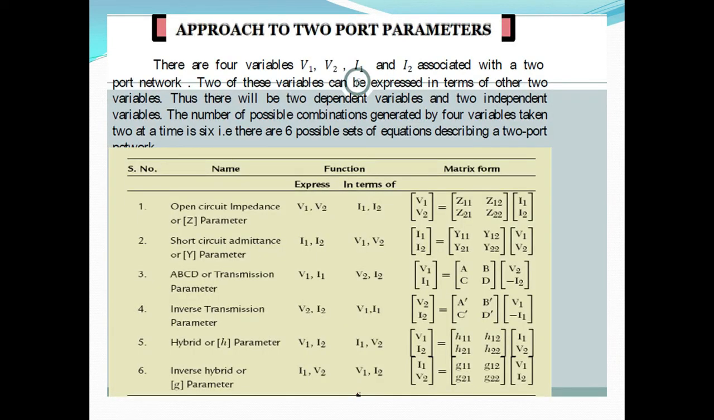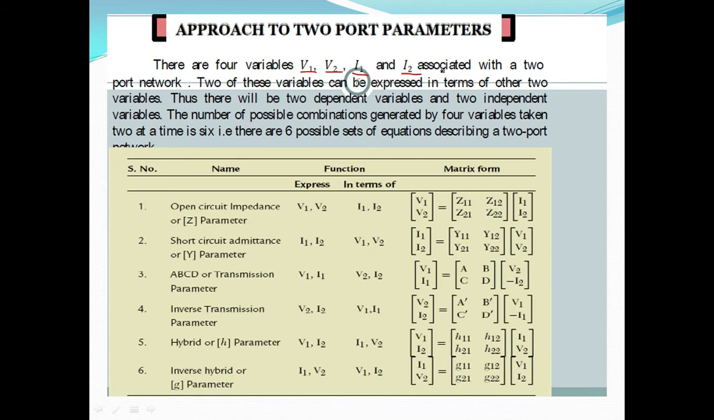Then there are the different approaches to the two-port parameters. Basically, in the two-port network there are four variables: input voltage, input current, output voltage, and output current. These are the four very important parameters associated with the two-port network.